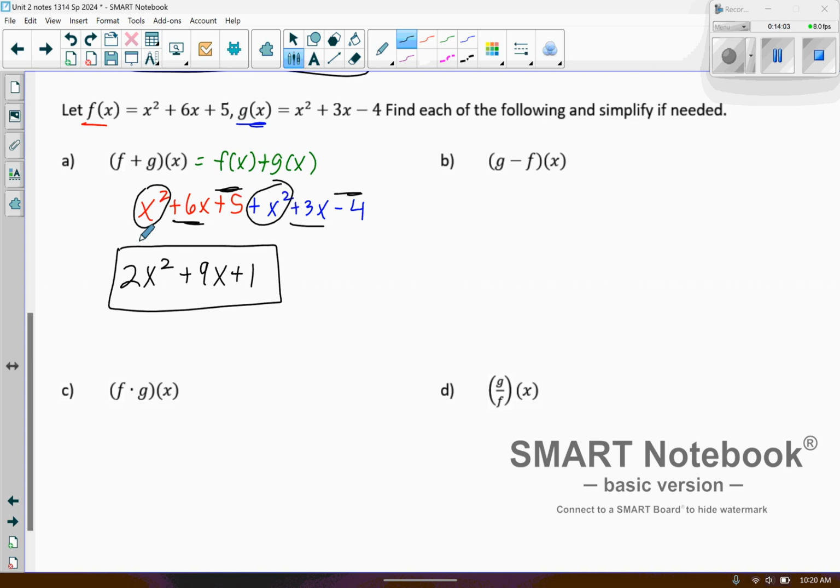Part B will be pretty similar, except that we do have to distribute. So we're going to have g of x minus f of x. Okay, well, let's see. G of x is x squared plus 3x minus 4. And then we're going to have to subtract the f of x, so I need to put that in parentheses. x squared plus 6x plus 5. And so we'll go ahead and start by distributing that, and then we'll go ahead and combine our like terms.